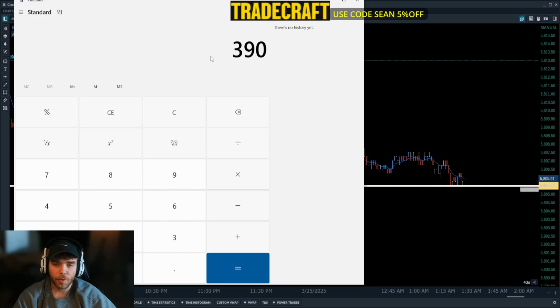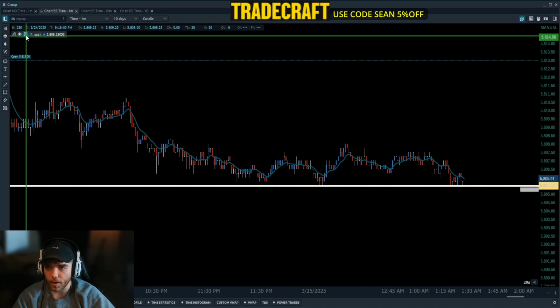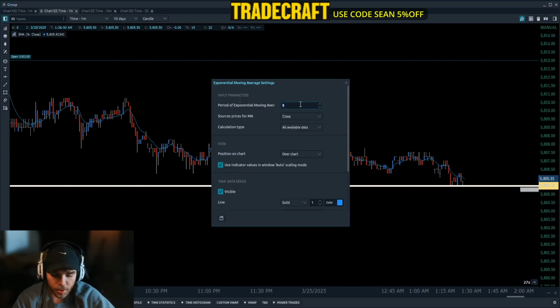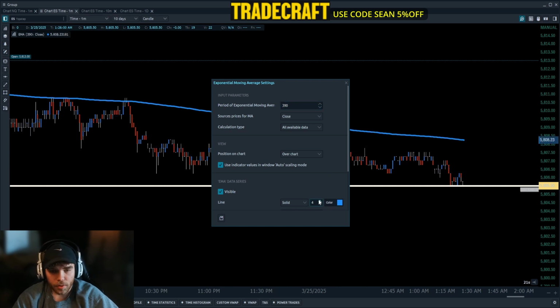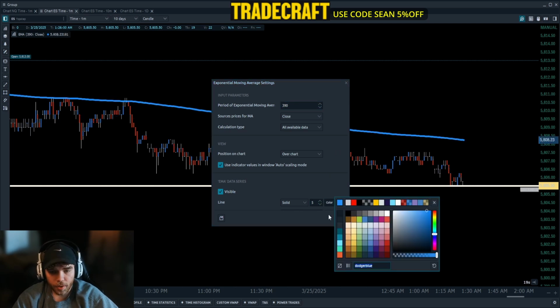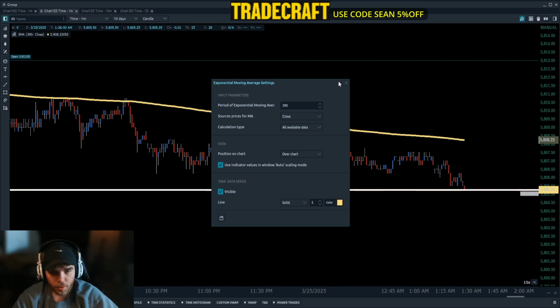So the first moving average we're going to do is a daily moving average. So 390 minutes goes into each regular trading hours session, RTH session. So this first moving average is going to be set at 390, and we'll make it 5, and we'll set that as yellow.